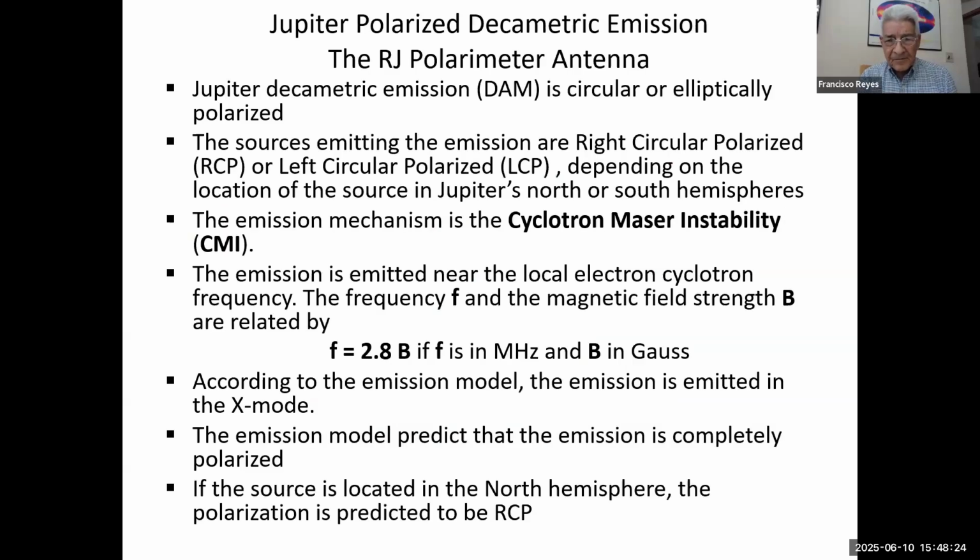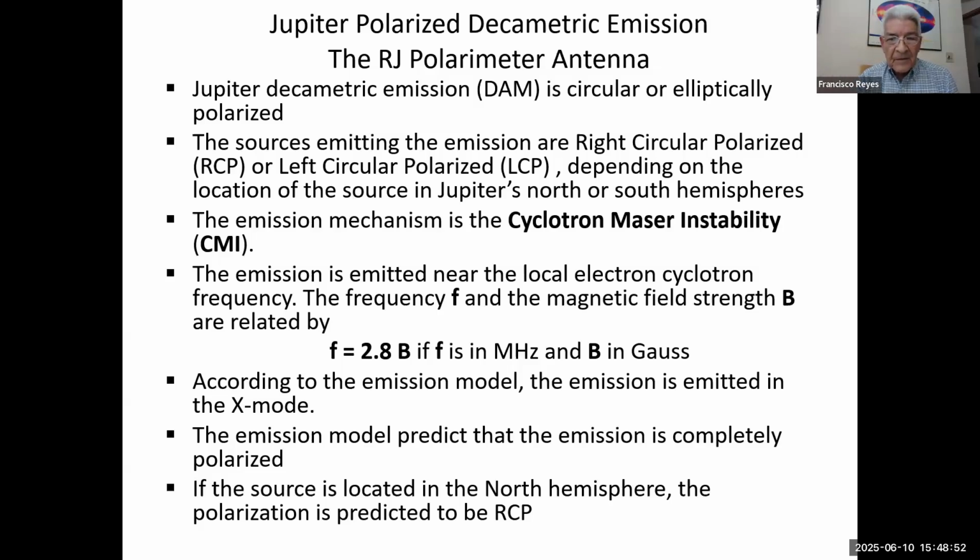So the emission from Jupiter is either circular or elliptically polarized. And so the different sources of emission are emitted either in the right circular or left circularly polarized. And that depends on the sources, which I'm going to show you a little bit in a few more slides.